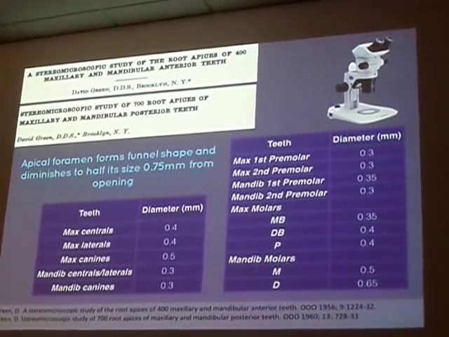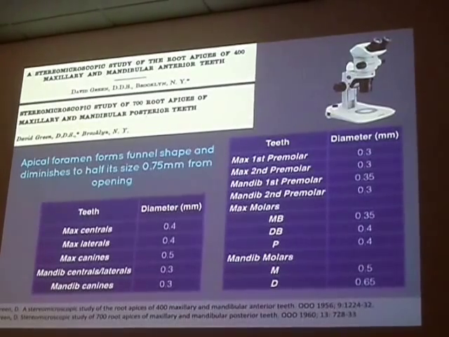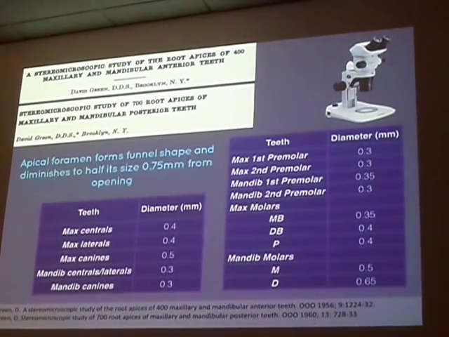And again, we're starting to see that they're proposing some numbers of the actual size of the apical diameter.